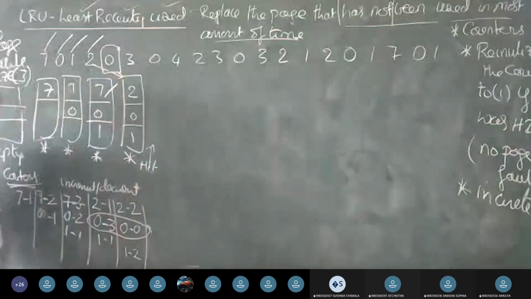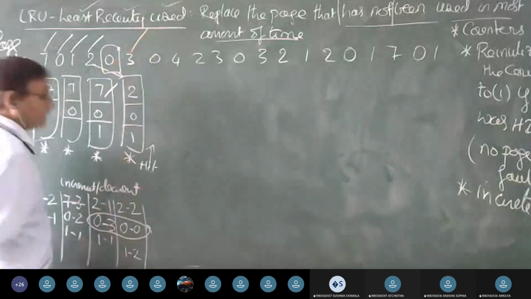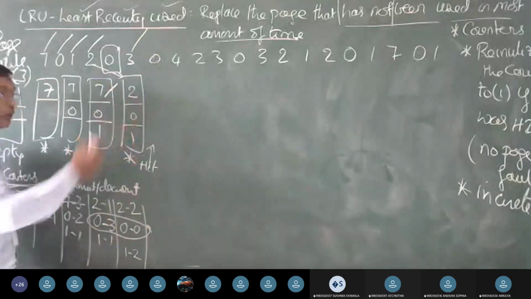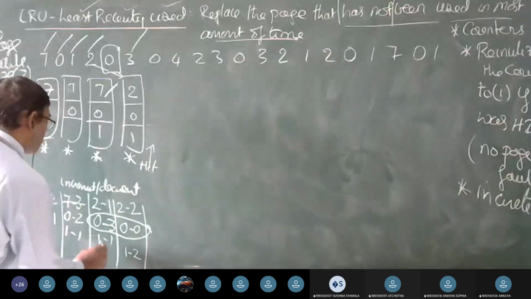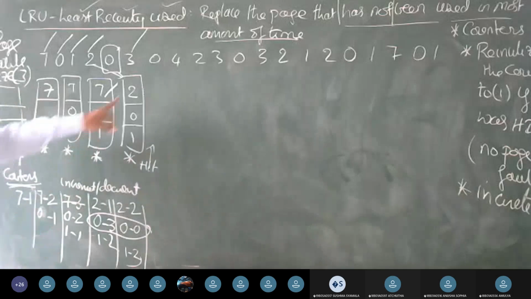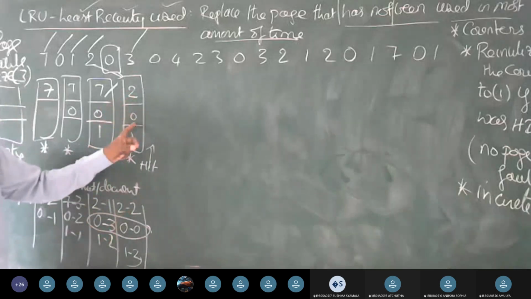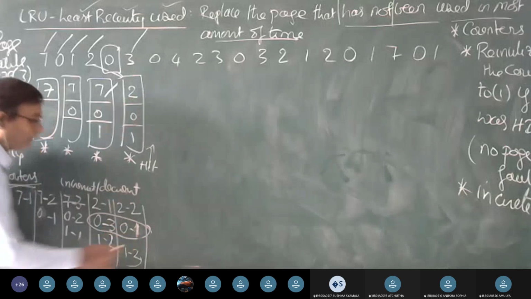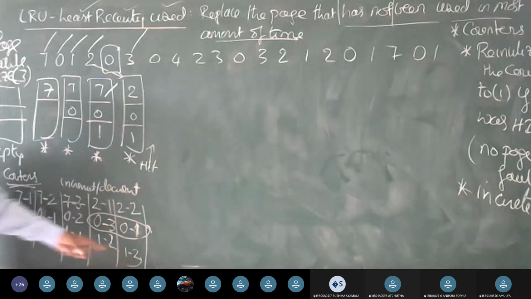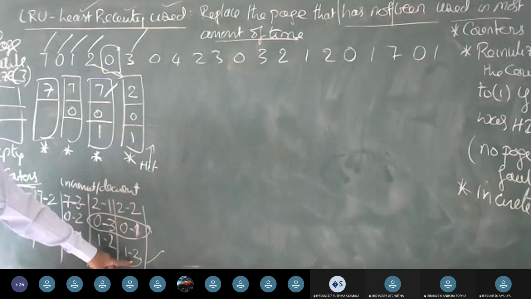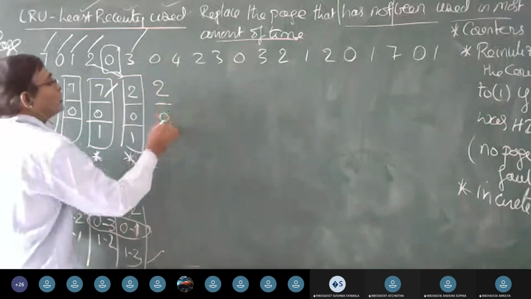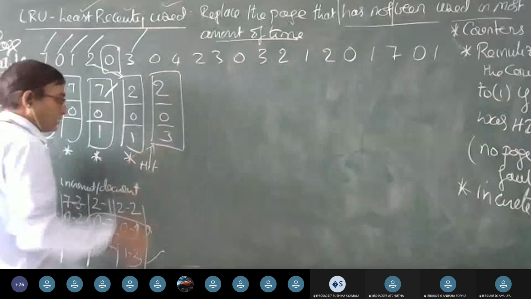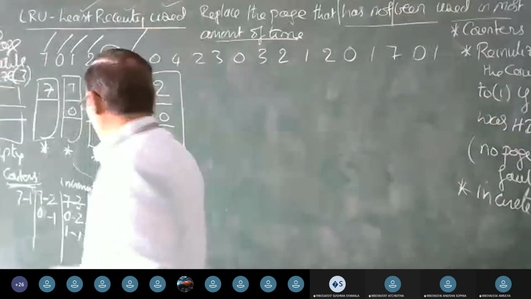So we went for 3. Okay, fine. Now we are going to take the value 3. Now with 2, 0, 1, which one do I have to replace? The value of 2 was 2 times. The value of 0 was 1 time. The value of 1 was 3 times. So we can see the counter is producing the value 3, and 1 is the one not used for 3 instances of time. Therefore we have to replace it with 3. So it becomes 2, 0 and 3, with a page fault.